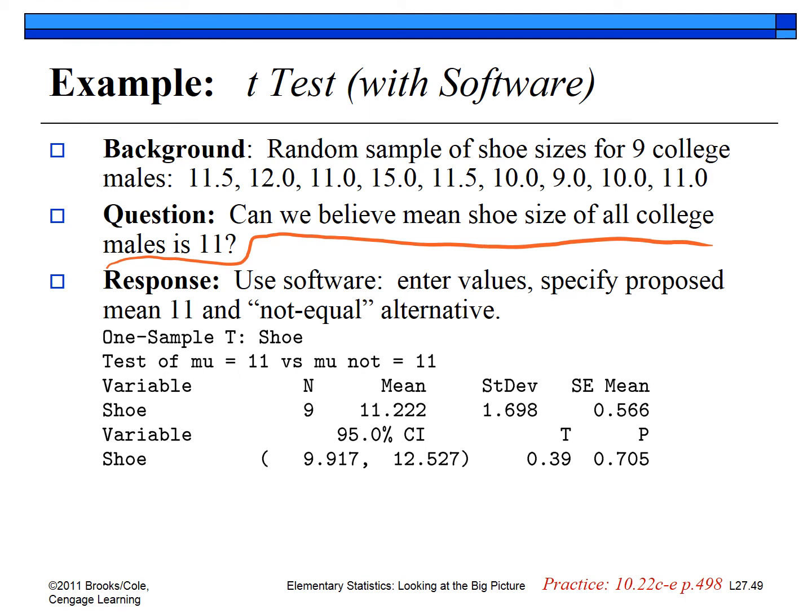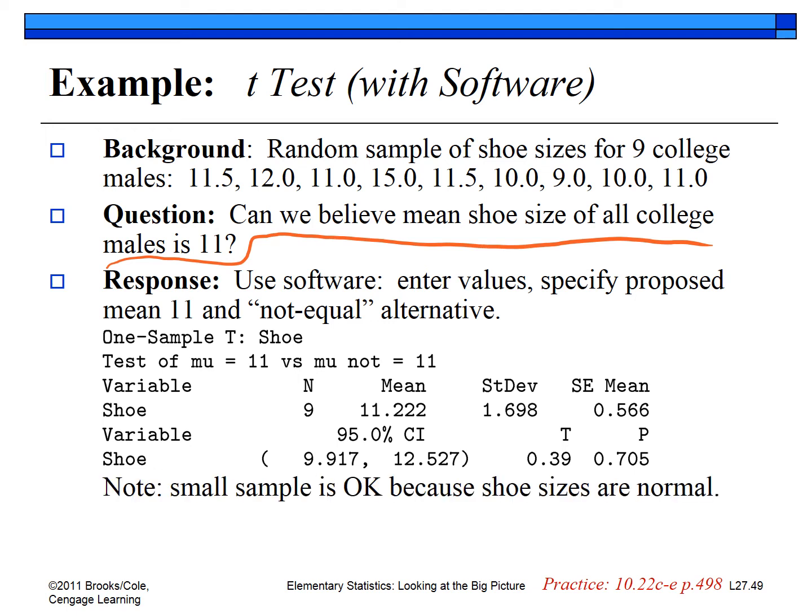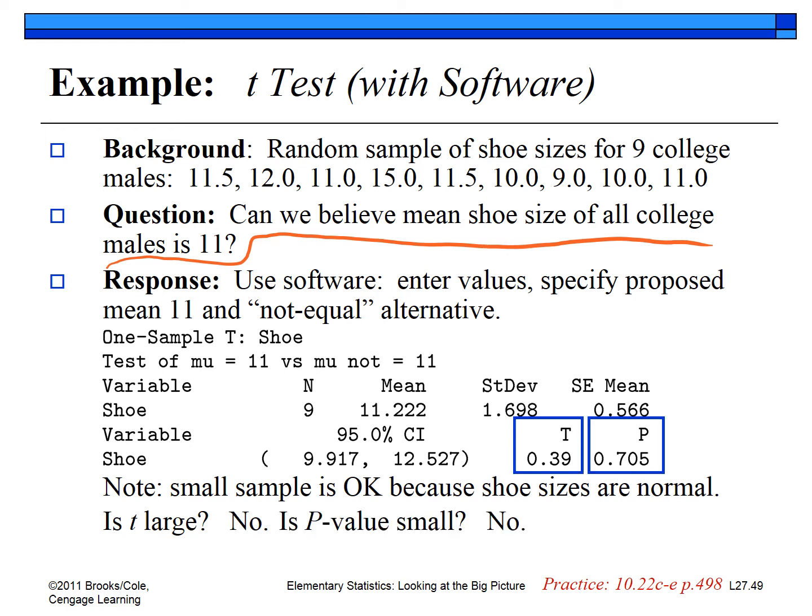Here are the results. Notice you see a t and a p there. It's okay that we're using a small sample size because shoe sizes are distributed normally. Is t large? No. Is p small? Also, no. So can we believe that the population mean might be 11? Yeah, sure.